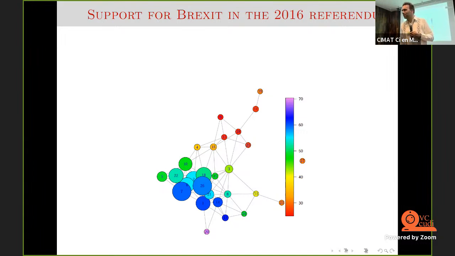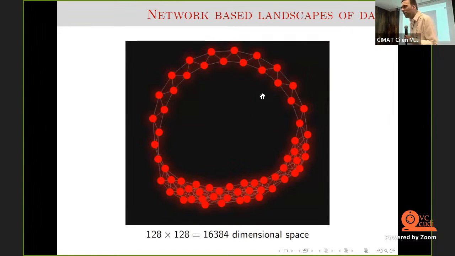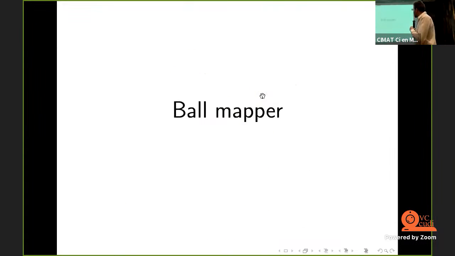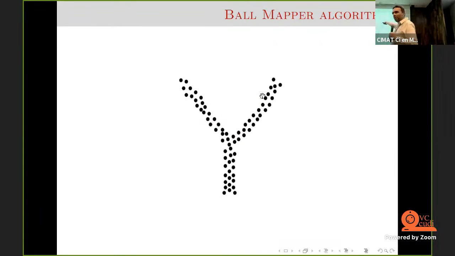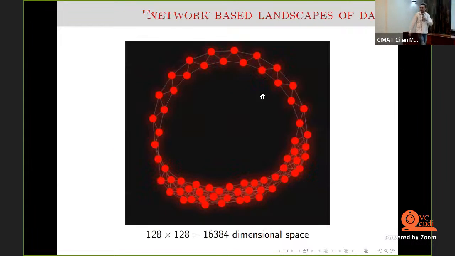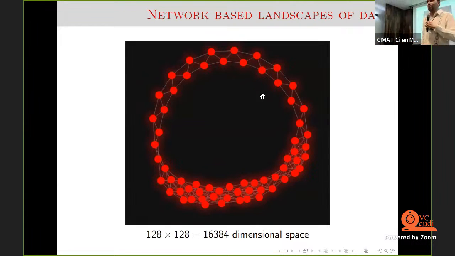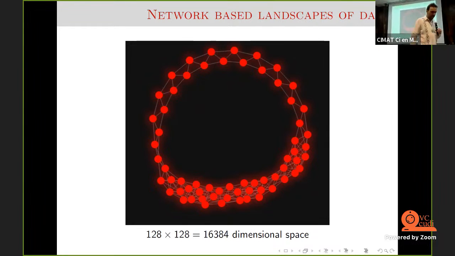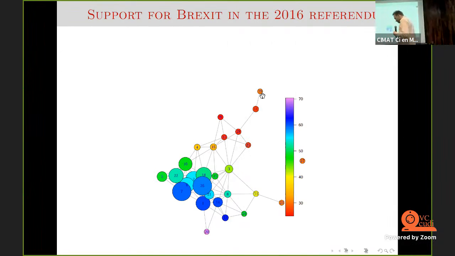Which technique do you use in the previous slide to project your 16,000 dimensional space? Which one? I never projected. I just built this graph. That's precisely its construction. This is a 16,000-something dimensional point cloud. I'm creating the complex, looking where the balls intersect, and here's the result. There's a difference compared to what I call the conventional mappers. This is a topological approach. Okay? Any more questions? Let's go to Brexit.